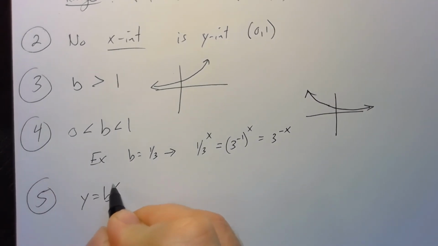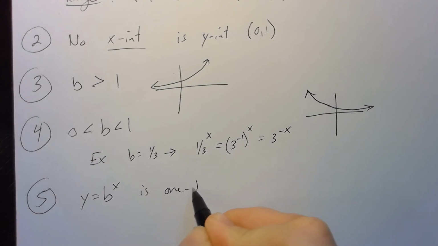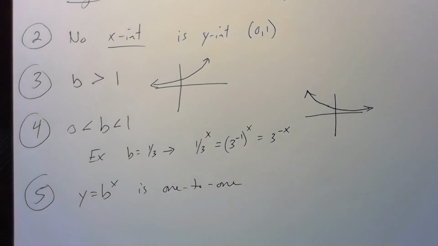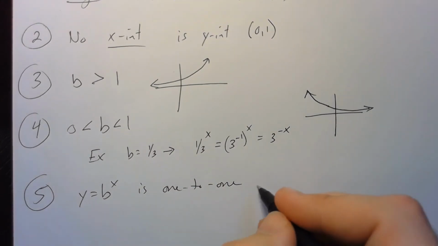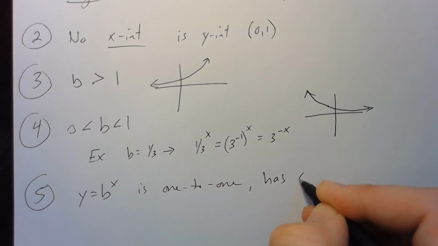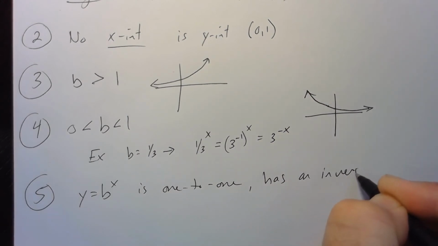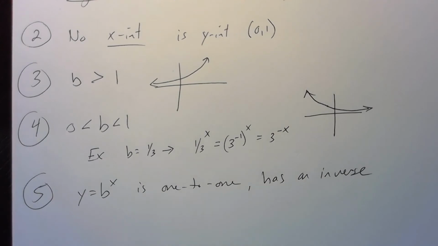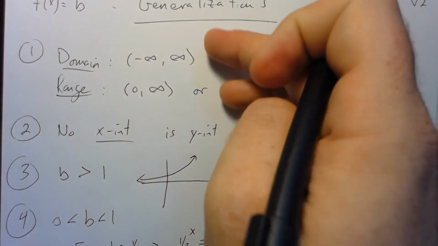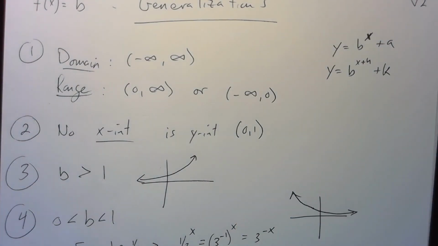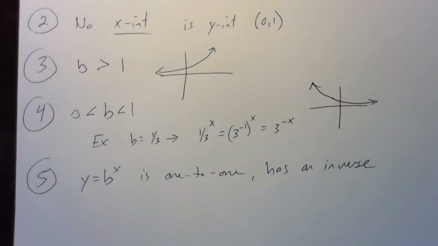Y equals b to the x is 1-to-1, and if you don't recall that from previous videos or notes, a 1-to-1 function specifically has an inverse. For it to have an inverse, it means that this function does have a perfect function that it correlates into, where the domain and the range swap perfectly for that new function. We'll talk about that particular function later on.